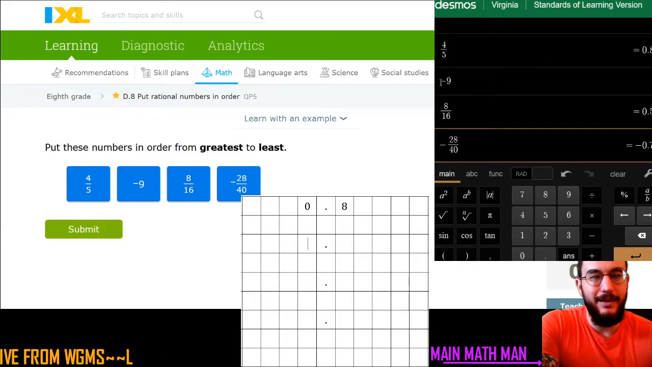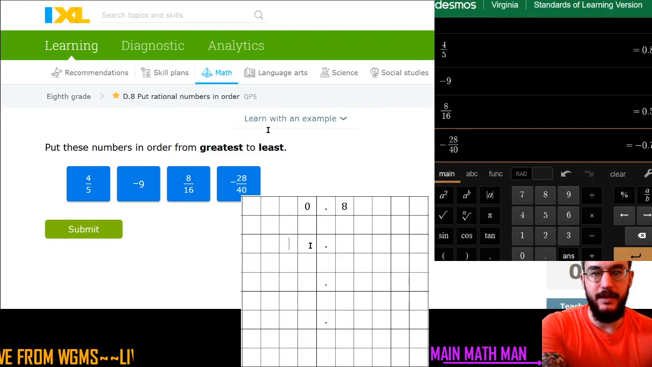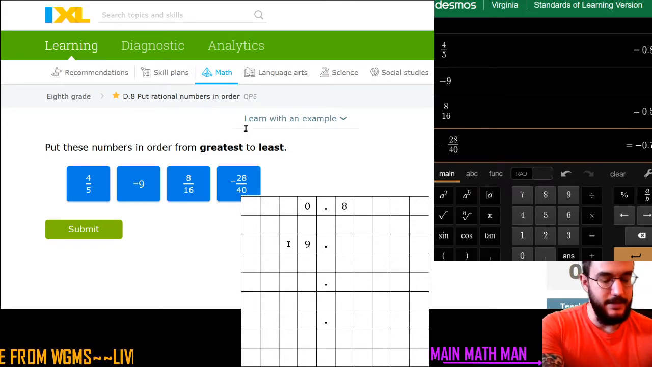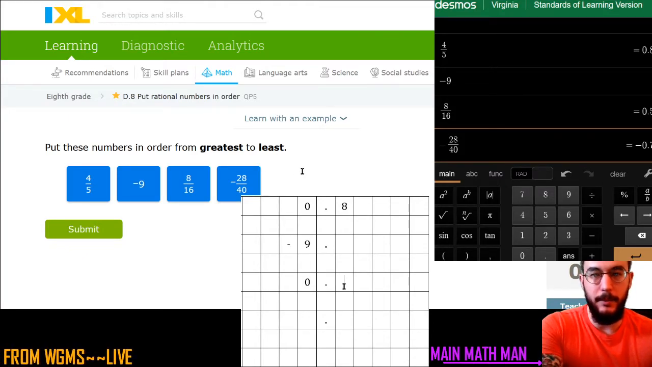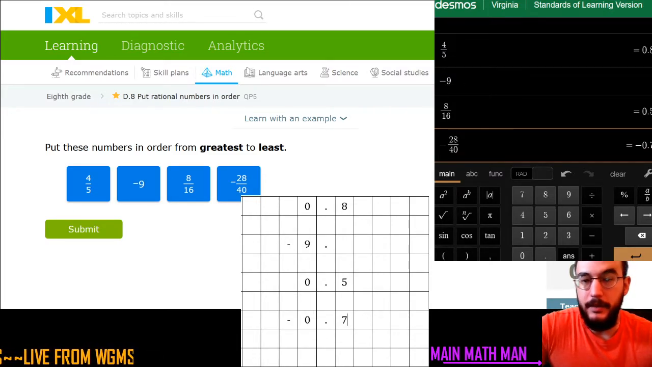So now I have -9. How do I show that? Well, I have to make sure I have that in the right column. That's going to be in the ones column, and I'm going to say that's a -9. Now I have 0.5, and again I have that negative at 0.7. All right, now let me switch back.